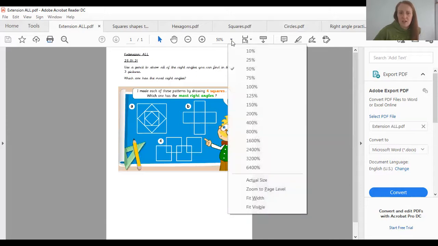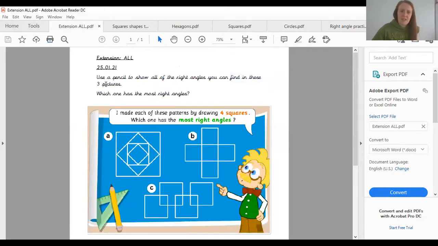This is the extension here. So it says for all of you, it's got the date. Use a pencil to show all of the right angles you can find in these 3 pictures. So it's similar to what you've been doing. Which one has the most right angles? Is it A, B, or C? Okay, so that's your extension for today.